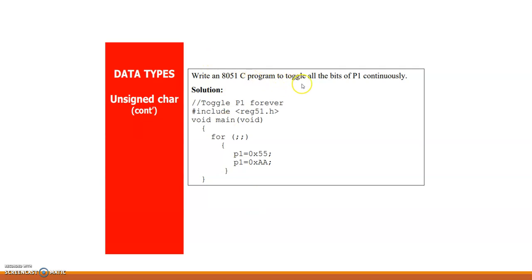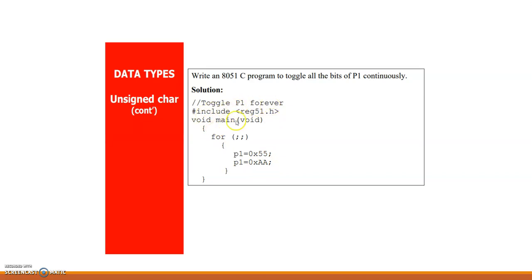Write an 8051 C program to toggle all the bits of port 1 continuously. So we know that port 1 contains 8 bits. 8 pins are there in port 1, so we need to toggle these 8 bits. To toggle the 8 bits, for the first number we send 0101 0101, and to toggle that, next we are sending the number 1010 1010, that is 55 and AA are the numbers that we need to send.